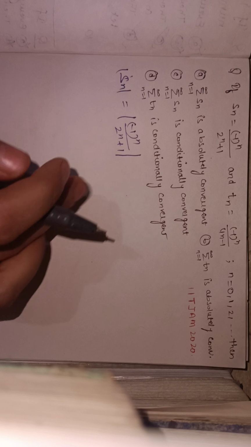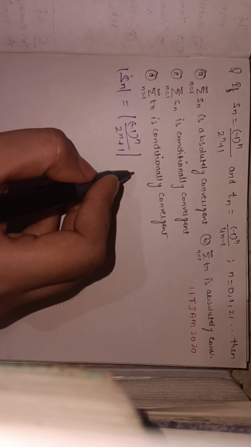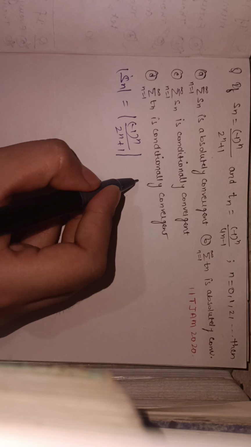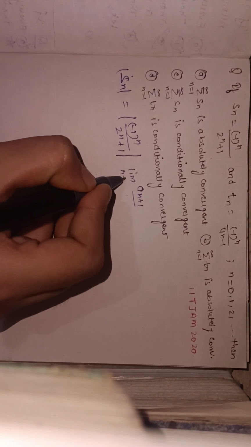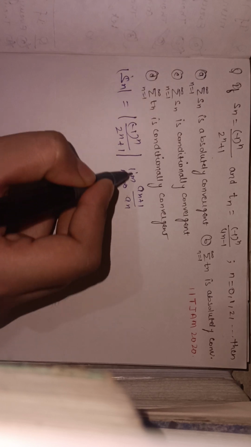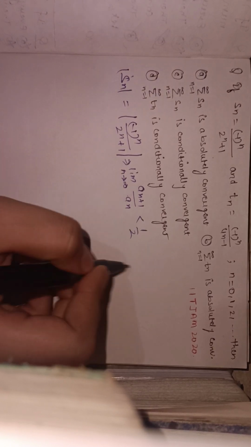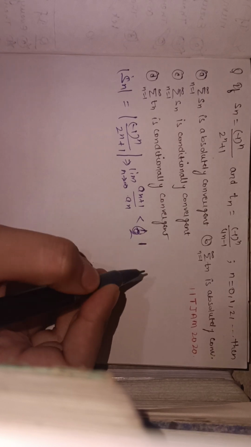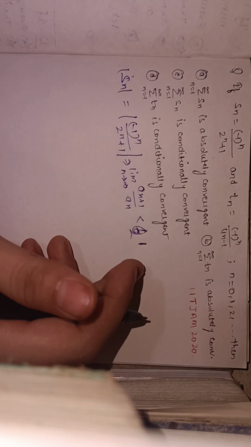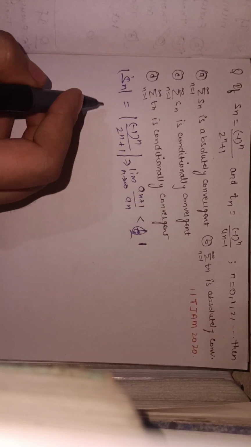So by ratio test we can see this. So what is the ratio test? If limit n tends to infinity, an plus 1 upon an is less than 1, then it is convergent, and if it is greater than 1, then it is divergent. So here we see what is there.